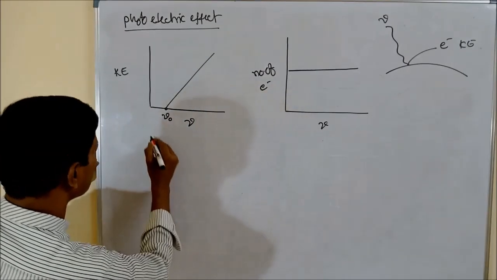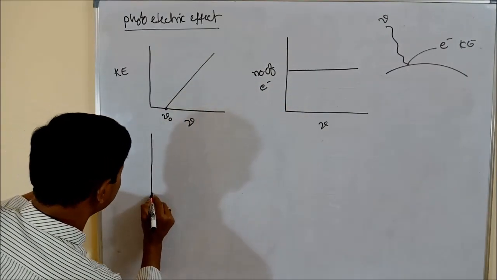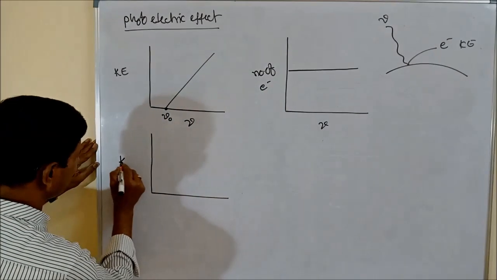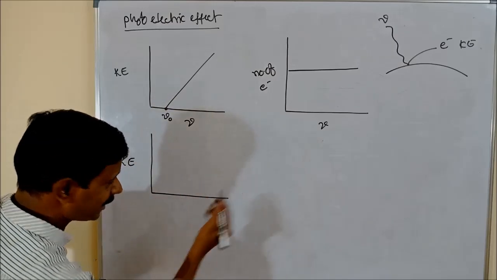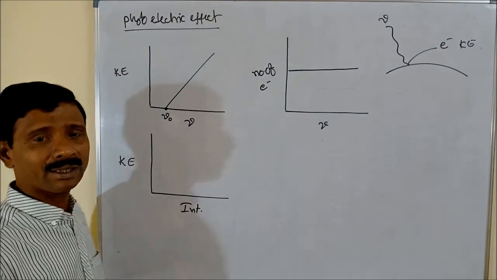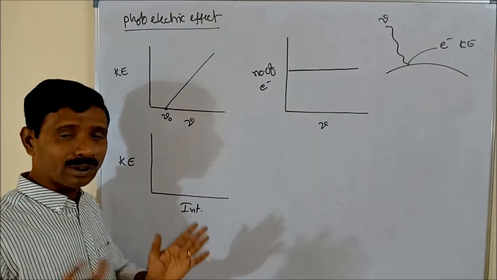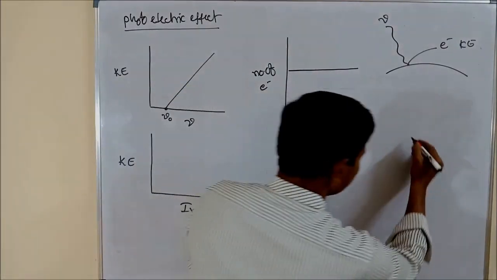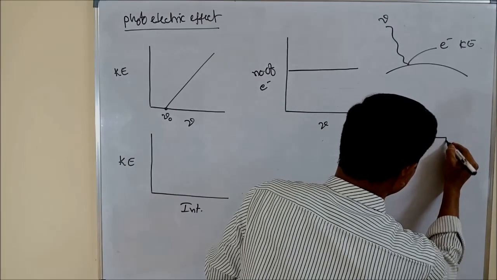And next another one. Here, kinetic energy and intensity. What will happen to the kinetic energy of the ejected electron if the intensity of the light is going on increasing? So here you should know what is meant by intensity. See, for example, this is the unit area.